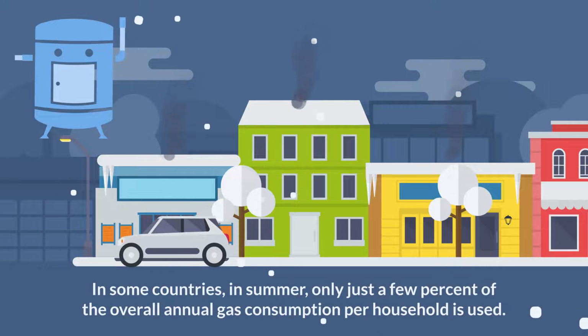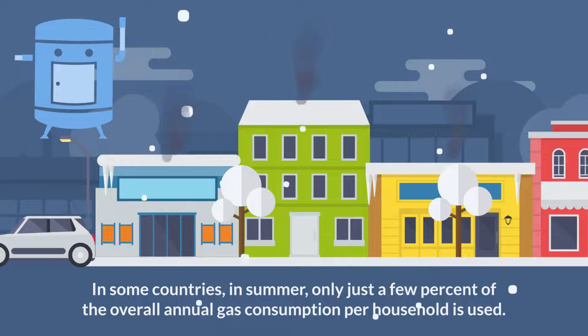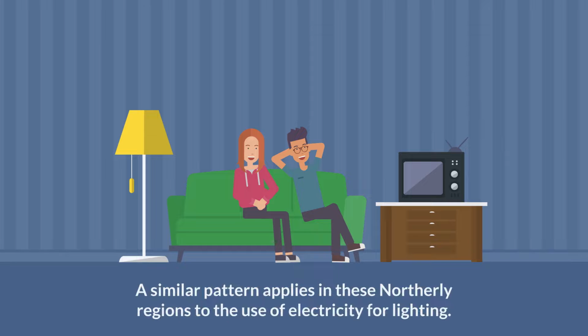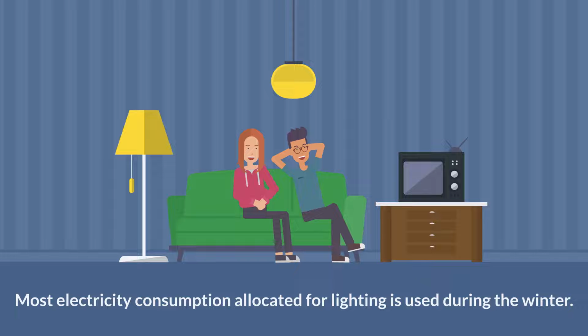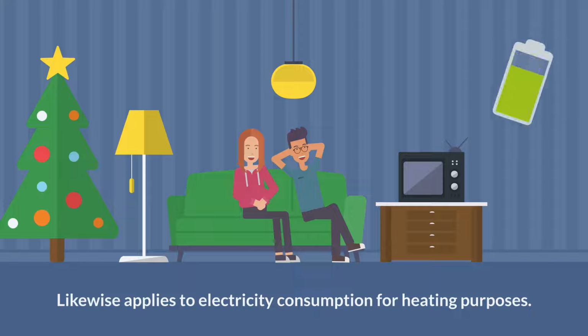In some countries, in summer, only a few percent of the overall annual gas consumption per household is used. A similar pattern applies in these northerly regions to the use of electricity for lighting. Most electricity consumption allocated for lighting is used during the winter. Likewise applies to electricity consumption for heating purposes.